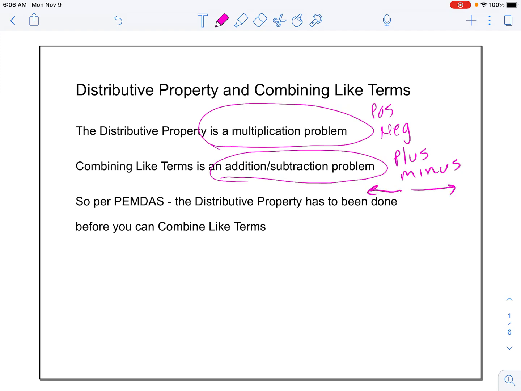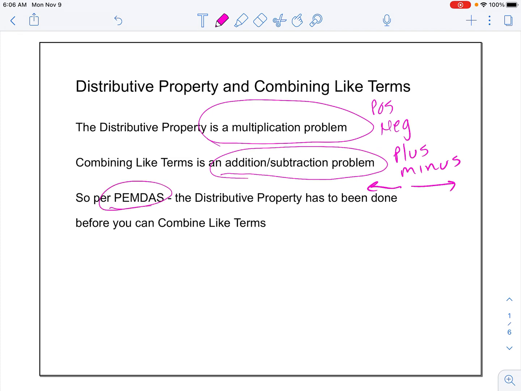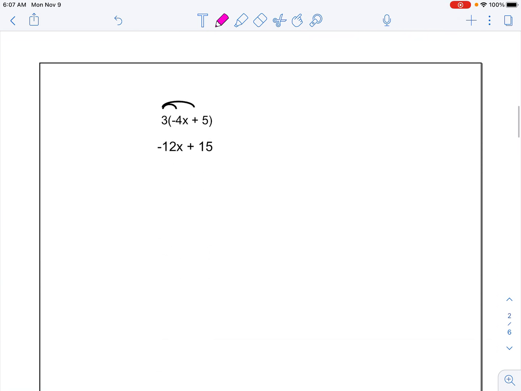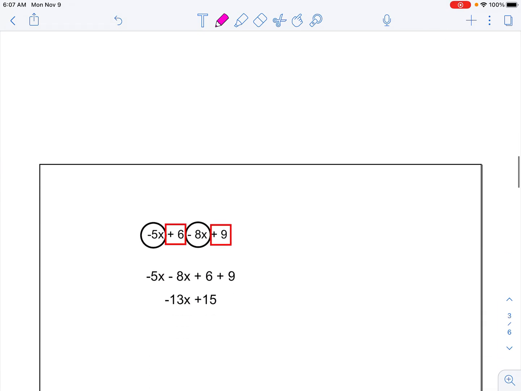So because we have PEMDAS, the distributive property must be done first because it is a multiplication problem. So you can't move on to combining like terms until the distributive property is done. So let's just look here real quick at the distributive property. Remember, you're taking the sign right in front of the parentheses and you are distributing it through the parentheses using multiplication. So that 3 times negative 4x plus 5 distributes down to negative 12x plus 15.